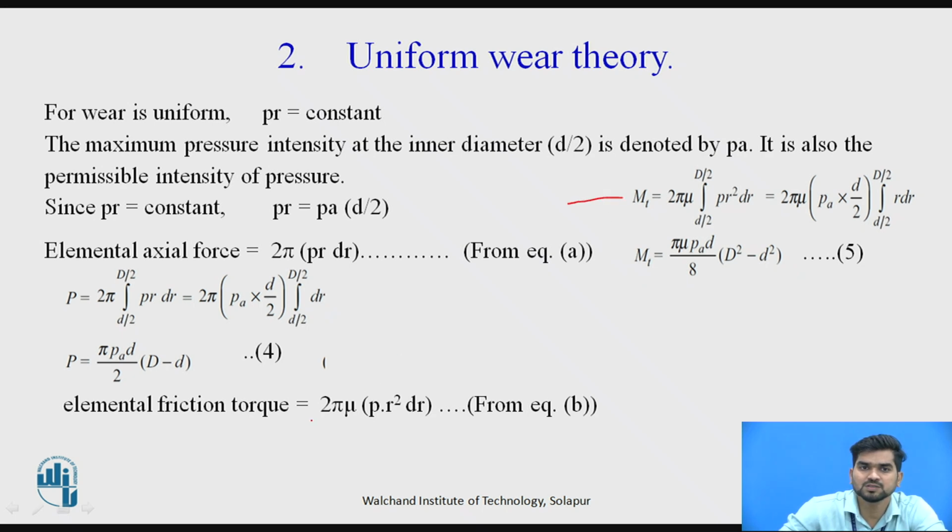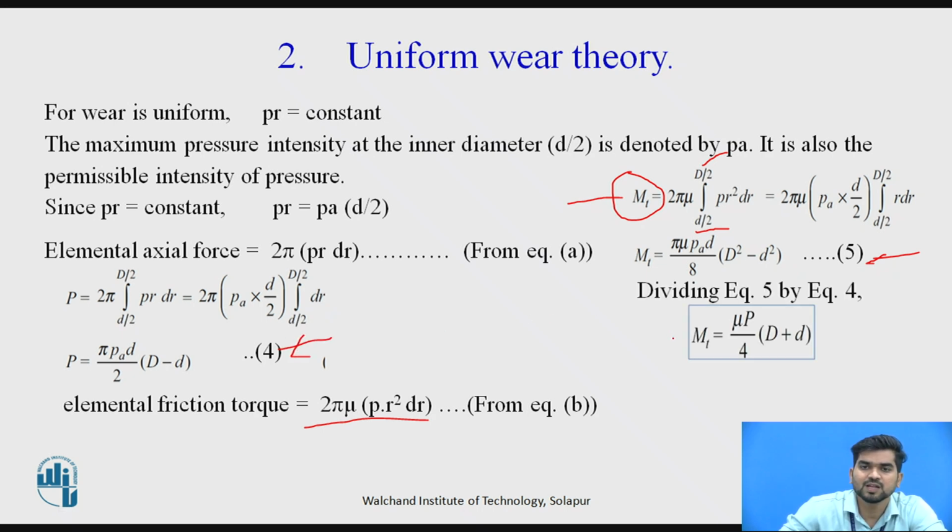For getting the total torque, you have to integrate this equation from the lower limit small d by 2 to the upper limit capital D by 2, and you will get the total torque acting on the clutch plate. After integrating we get this equation, which is the total torque. Now for getting the relation between the total torque and the applied force, divide equation number 5 by equation number 4. After dividing, we get the total torque MT is equal to mu into the total axial force P divided by 4, into capital D plus small d. In this way we get the total torque transmitted by the single plate clutch under the uniform wear theory.